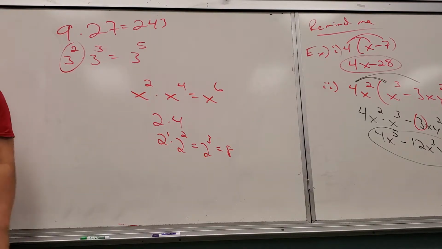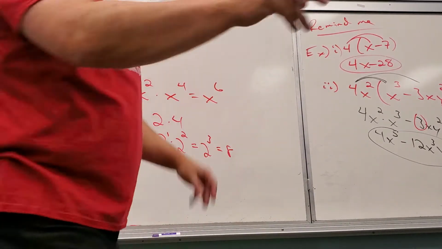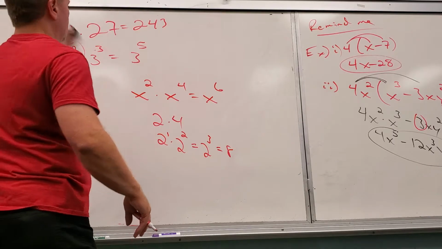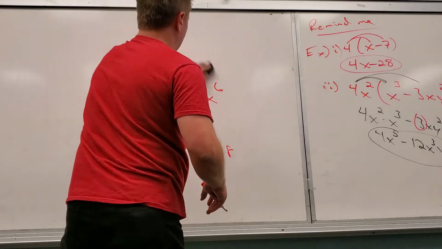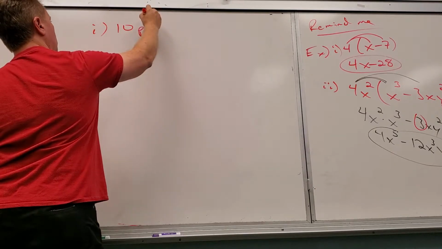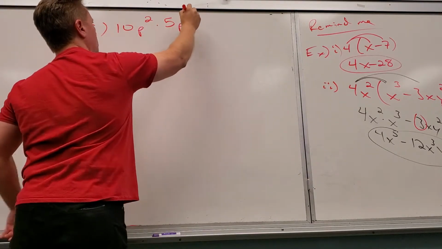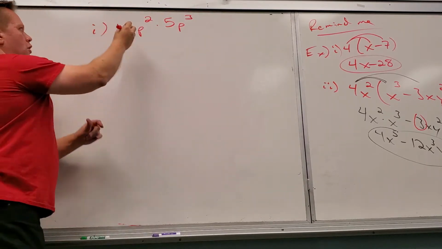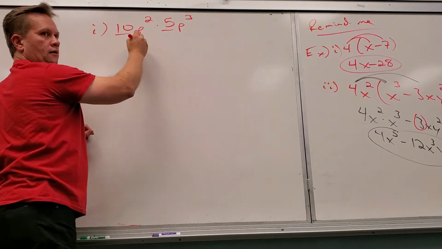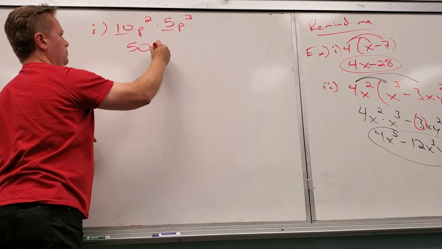Yeah, okay. Yes. So on the sheet, it's 10p. All right, let's do that one. That one's come up a few times now. Let's try that one. So the first problem on the other side, what was that again? 10p squared, 5p cubed. So I know 10 times 5, 50. And then p squared times p cubed, how many p's?